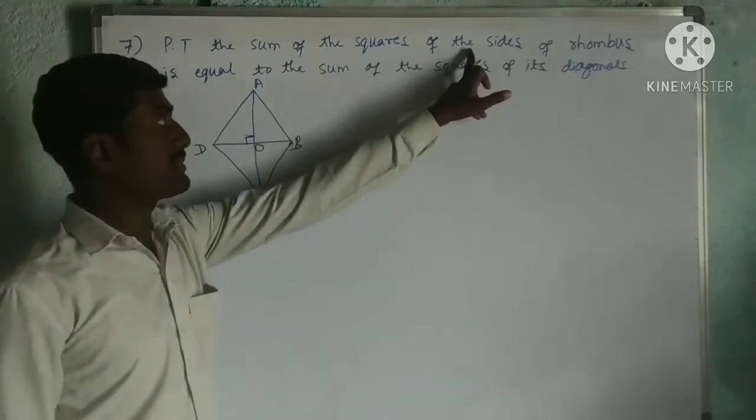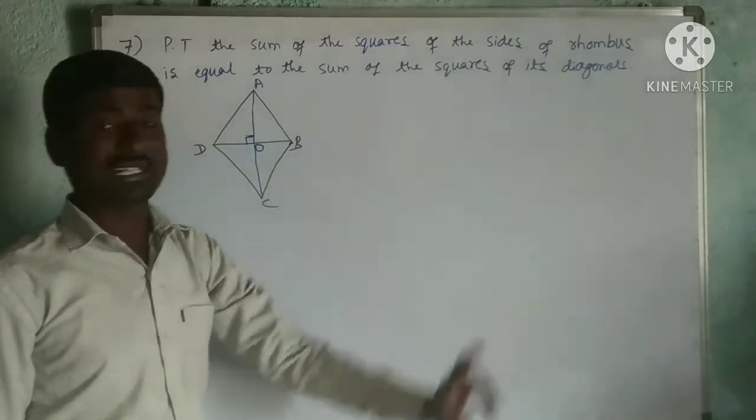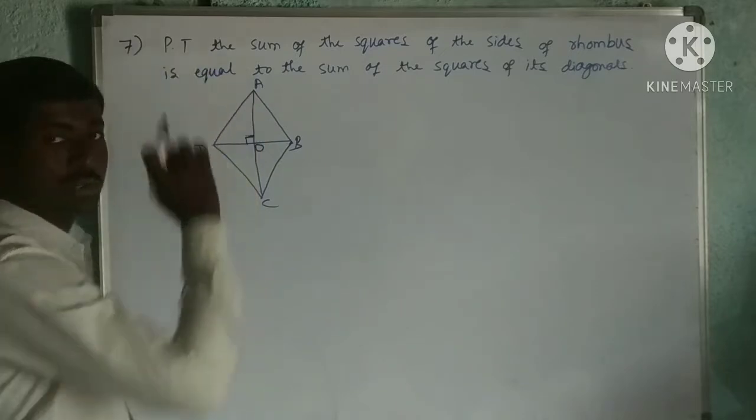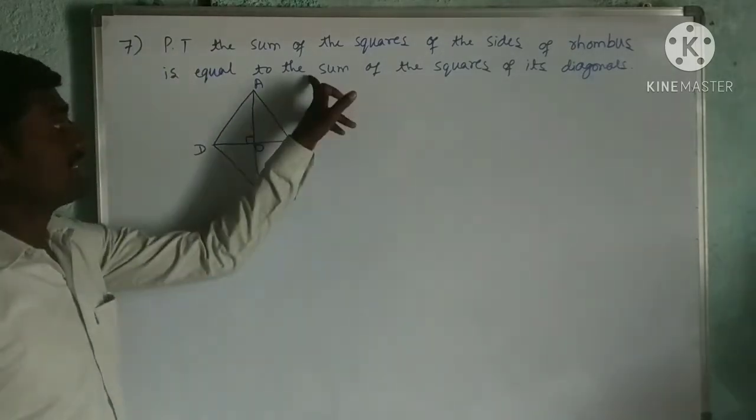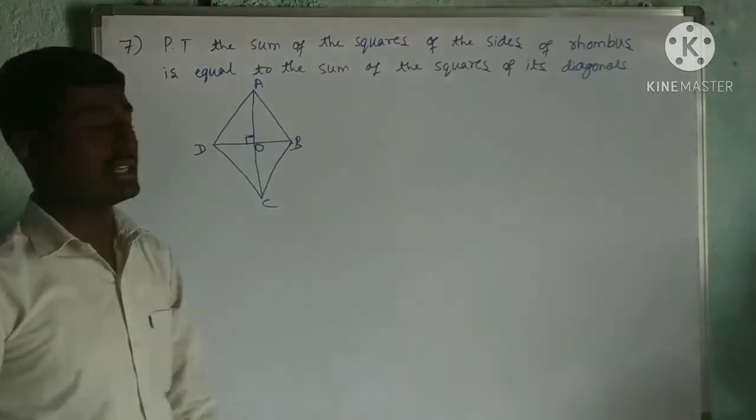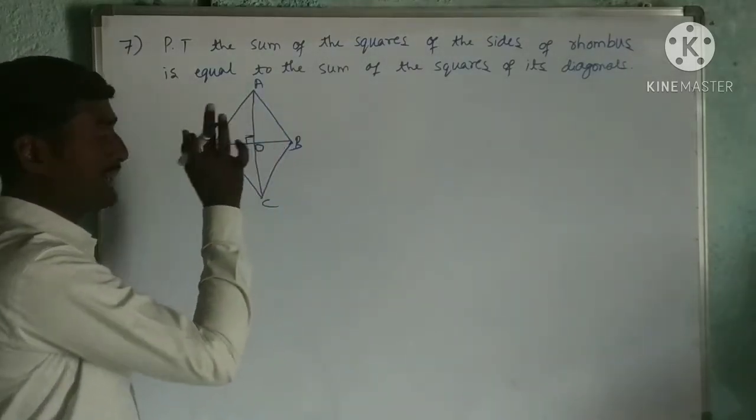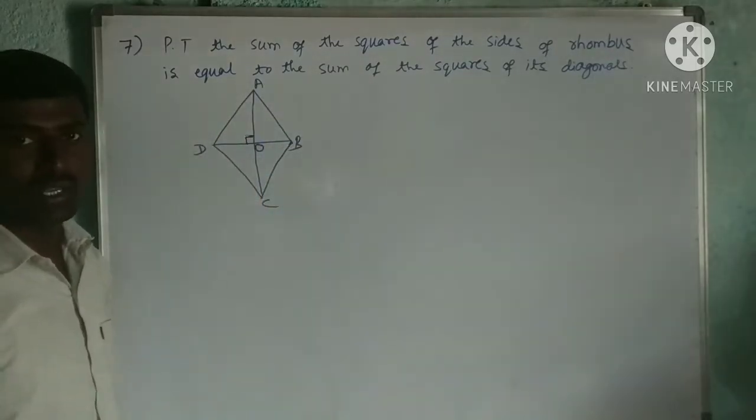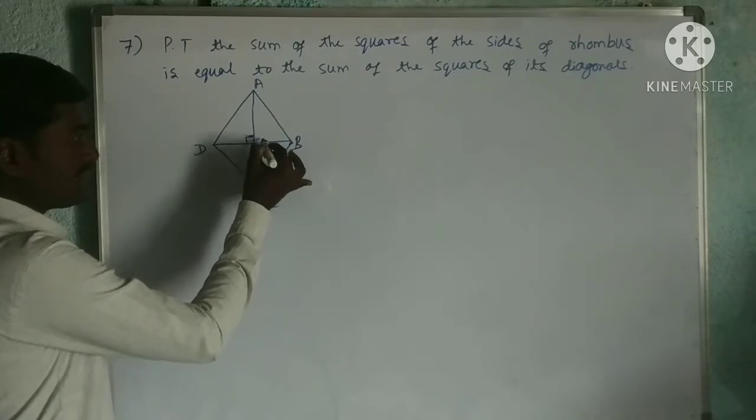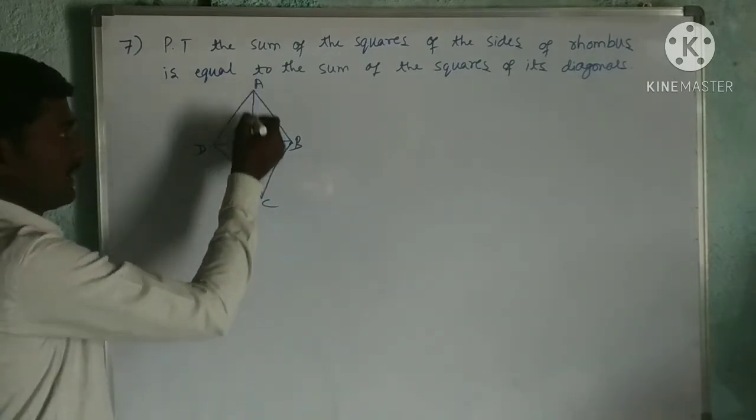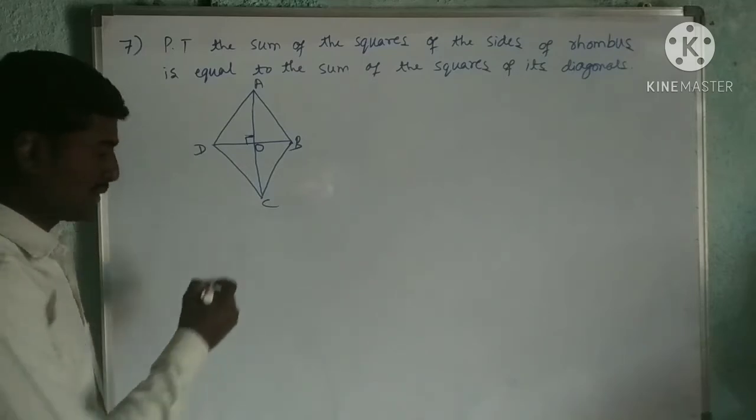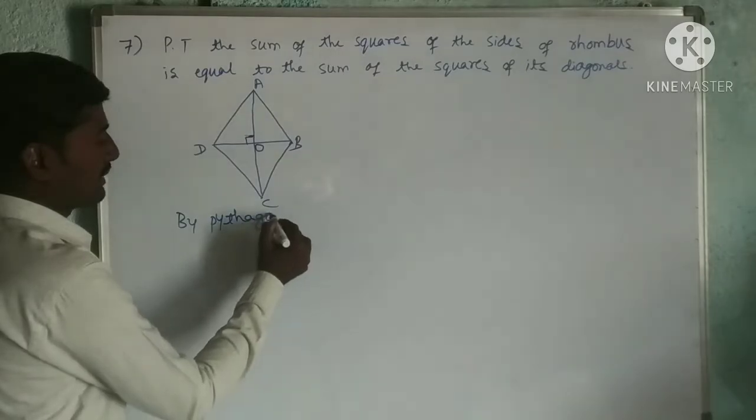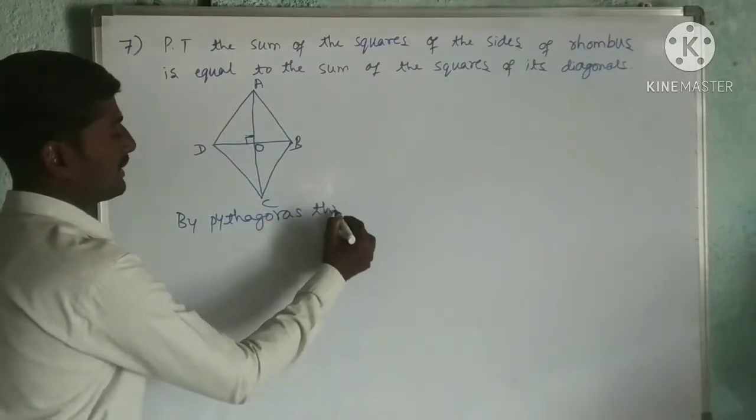Now what do I want on the left side? The sum of the squares of the sides of the rhombus, which means AB square plus BC square plus CD square plus AD square, is equal to the sum of the squares of its diagonals, which means AC square plus BD square. Now since each angle is 90 degrees, it forms a right angle triangle, so I can apply the Pythagoras theorem. By Pythagoras theorem, what can I write here?